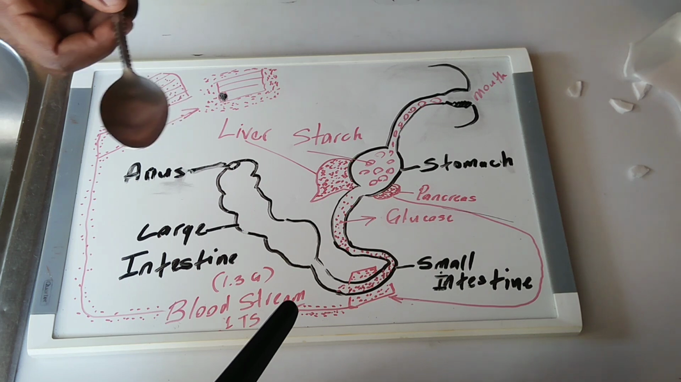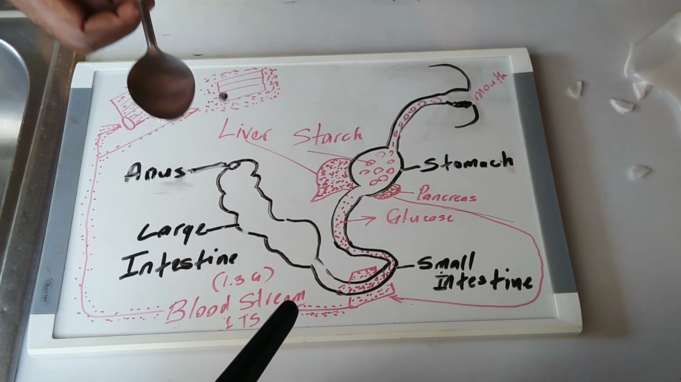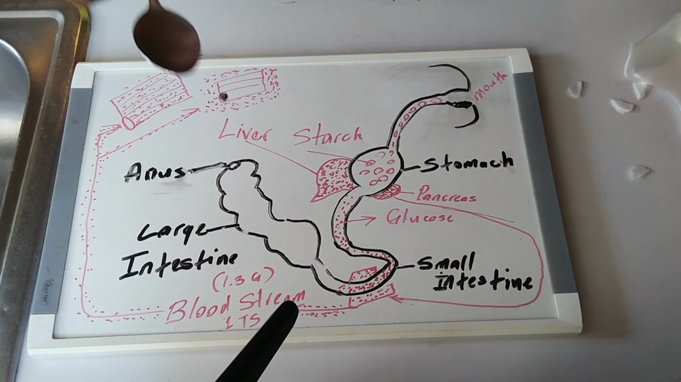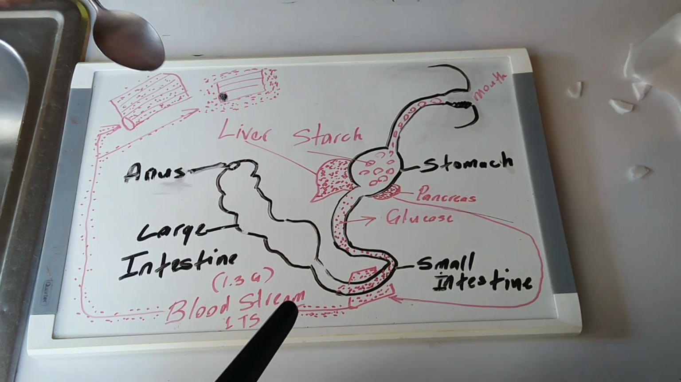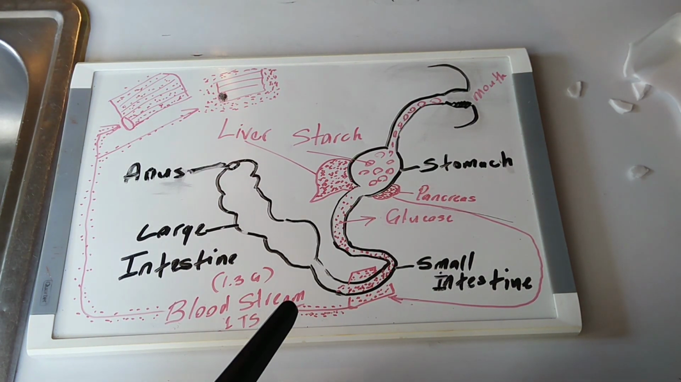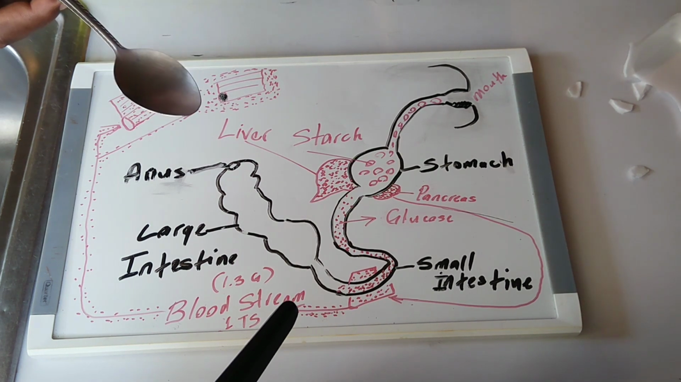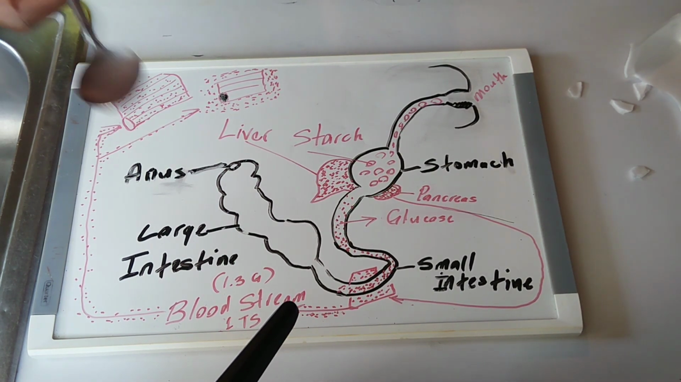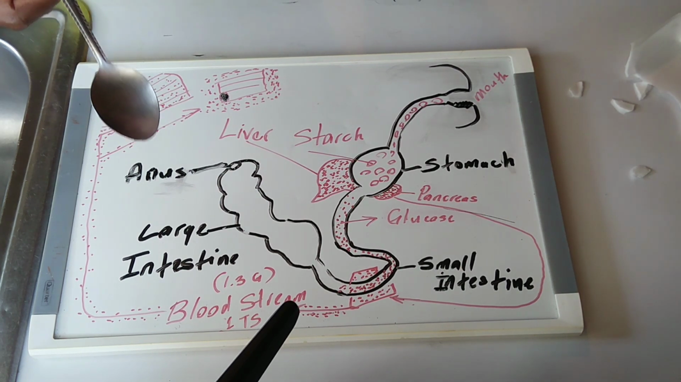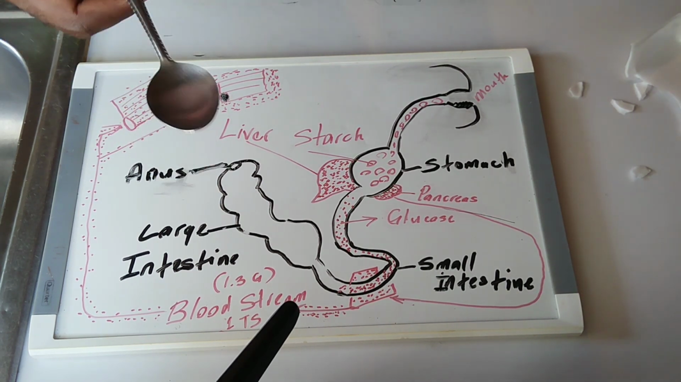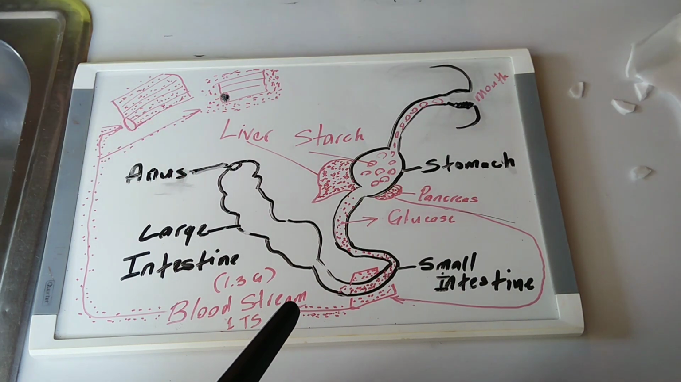So everybody knowing what is a gallon. If you don't know what a gallon is, we don't have a gallon bucket nearby to show you. But if you don't know what a gallon is, go and research it. It's 1.3 gallons, and in that 1.3 gallons of blood, you have 1 teaspoon of sugar in the form of glucose in your blood.